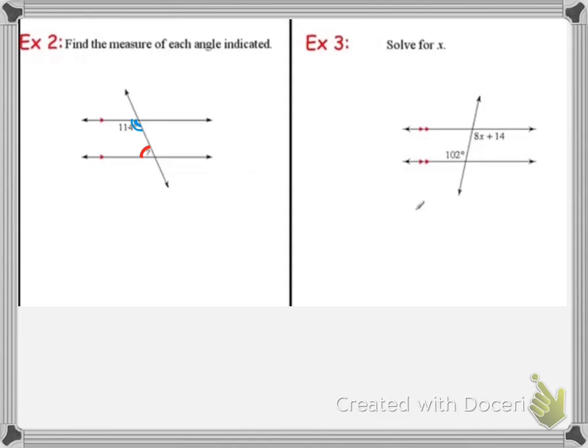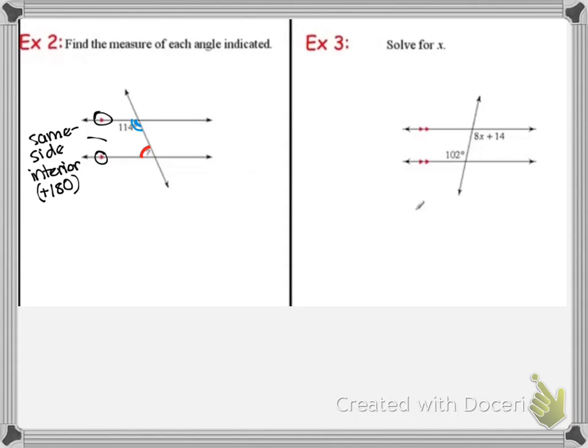So once again, we only have this 114 degree angle. So what we really need to determine is what is the relationship between that blue angle and the red one. Well, those are same side interior angles. And we learned that if lines are parallel, which in this example they are, we have those little triangles telling us they are, that same side interior angles are supplementary.